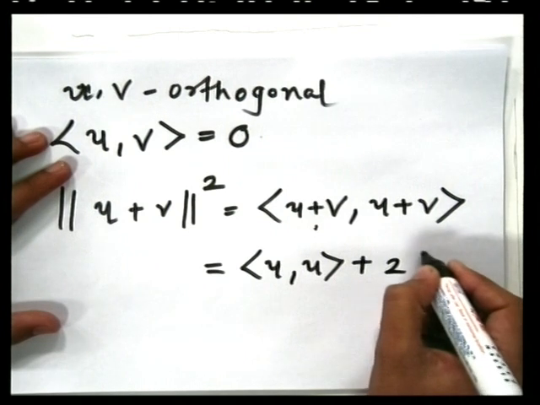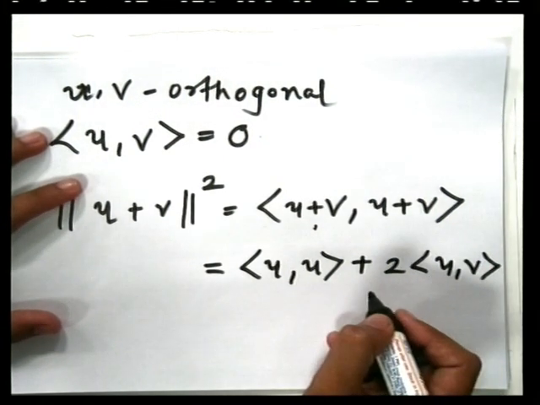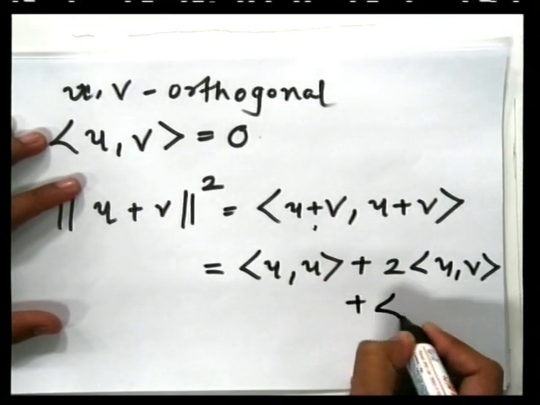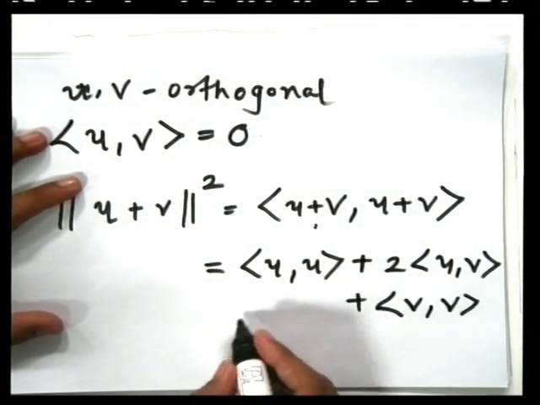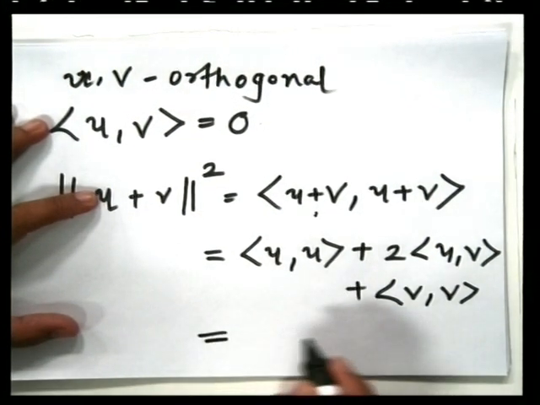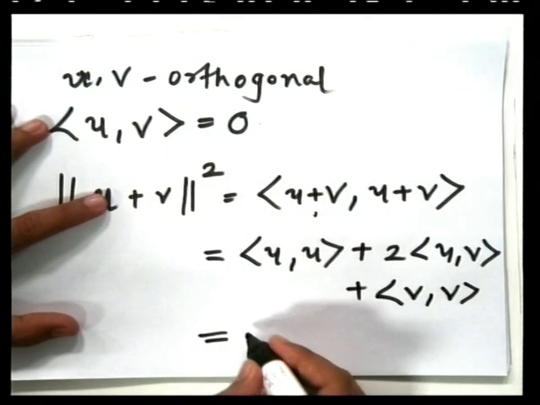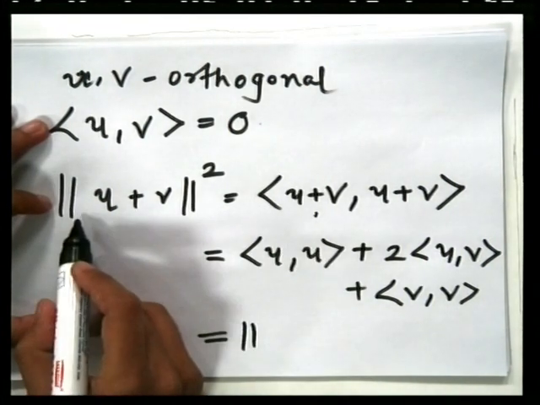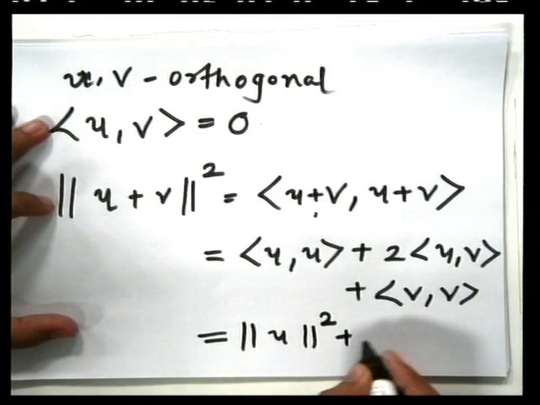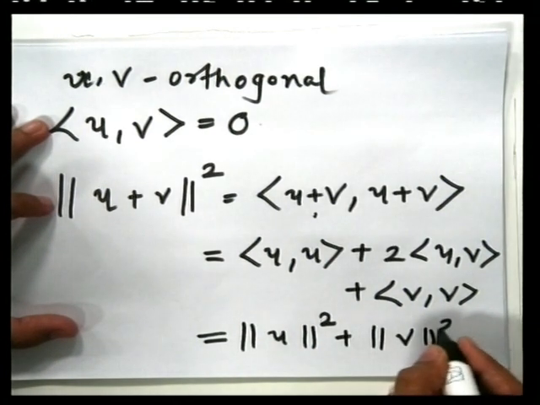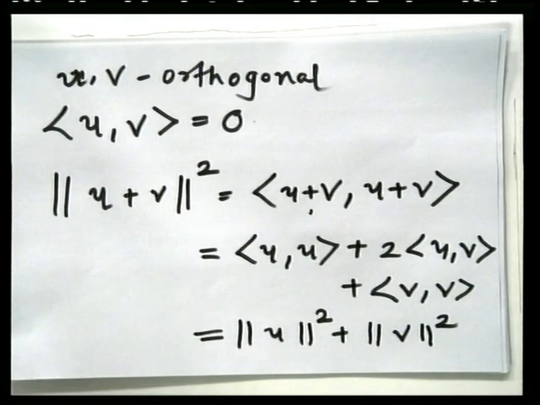the inner product of v with u and the inner product of u with v, so that will be twice the inner product of u comma v, as the inner product of u comma v is equal to the inner product of v comma u, plus the inner product of v comma v. Now the inner product of u comma u is norm of u square, and as u and v are orthogonal, their inner product is 0, and so we have the square of the norm of u plus v is equal to the square of the norm of u plus the square of the norm of v. So this proves the generalized theorem of Pythagoras.